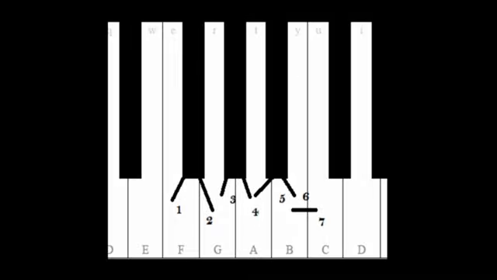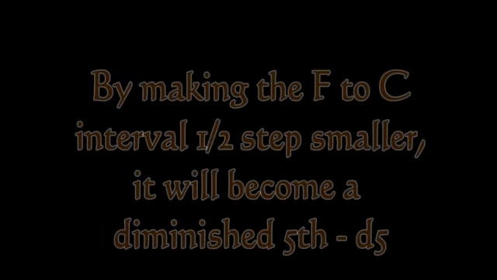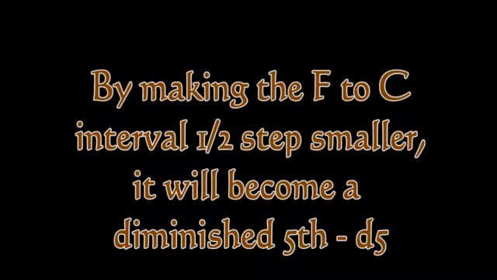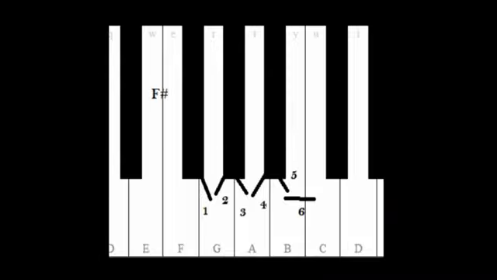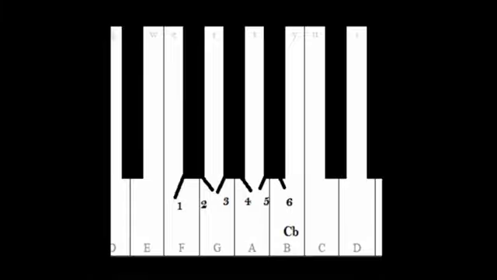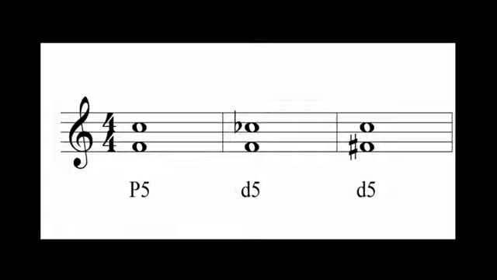If F to C is a perfect fifth with 7 half steps, if I make that F to C interval a half step smaller, I will get a diminished fifth. So I could do that one of two ways again. I could bring the F closer to the C by making it F sharp, or I could leave the F alone and bring the C closer to the F by making it a C flat. And here you see the notation for that. The perfect fifth, followed by the diminished fifth, F to C flat, and F sharp to C natural.